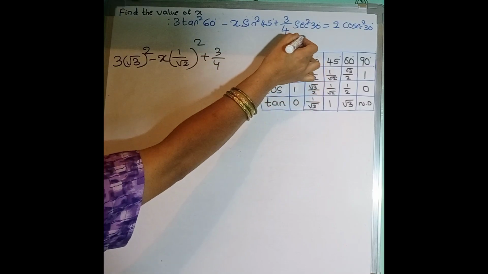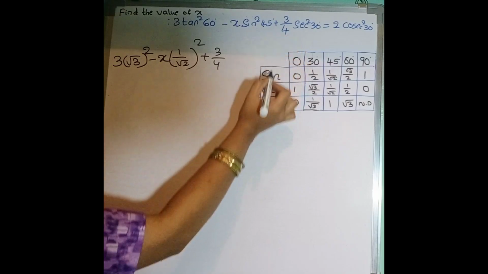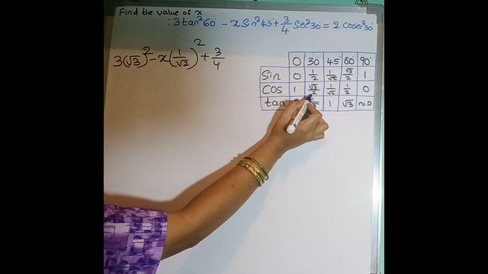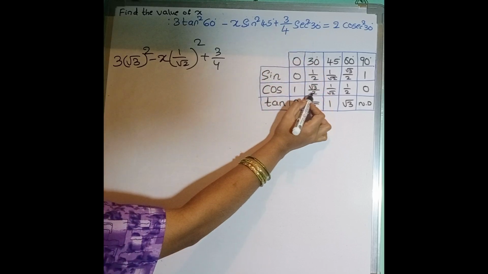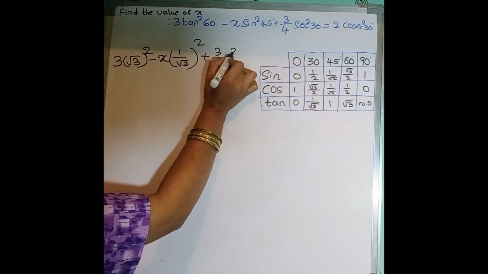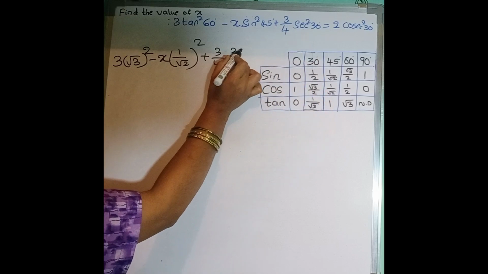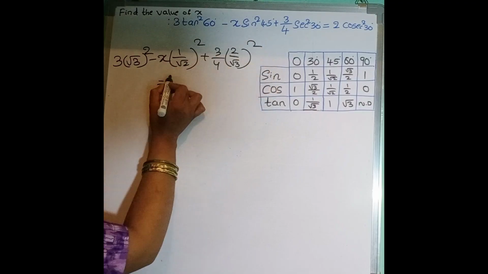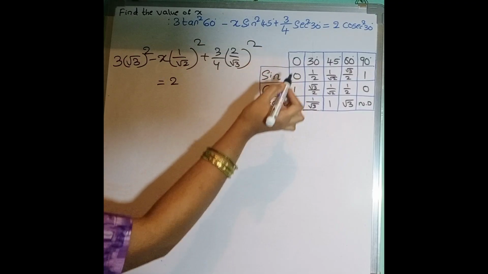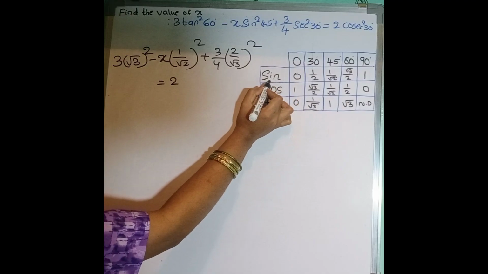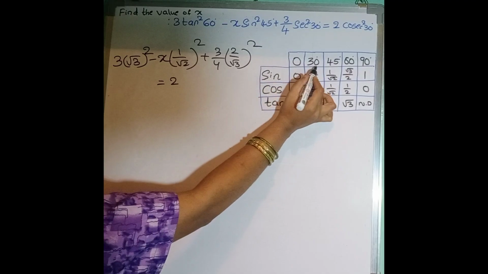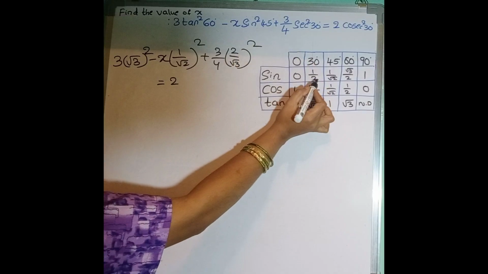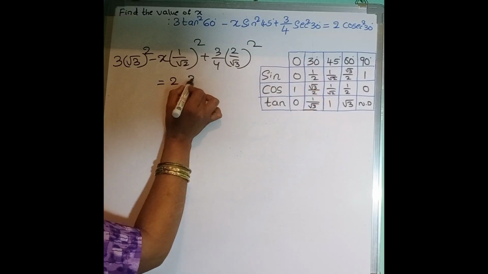secant 30 degree. Secant is the reciprocal of cos. That means cos 30 degree is root 3 by 2, so secant 30 degree is 2 by root 3. 2 by root 3, whole square. Is equal to 2 cosec square 30 degree. Cosec is the reciprocal of sin. The value of sin 30 degree is 1 by 2, so the value of cosec 30 degree is 2 divided by 1, whole square.